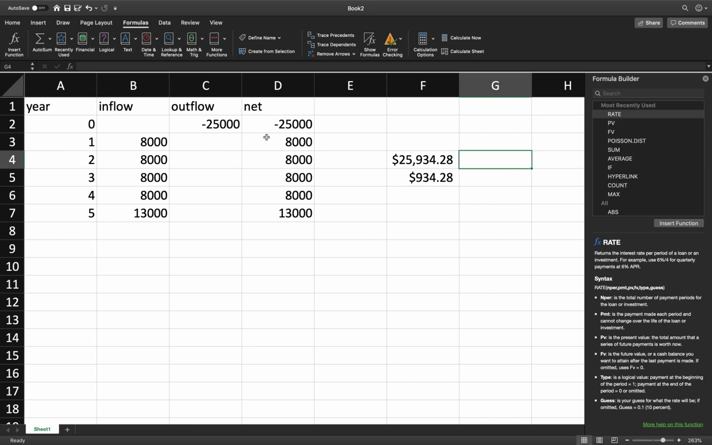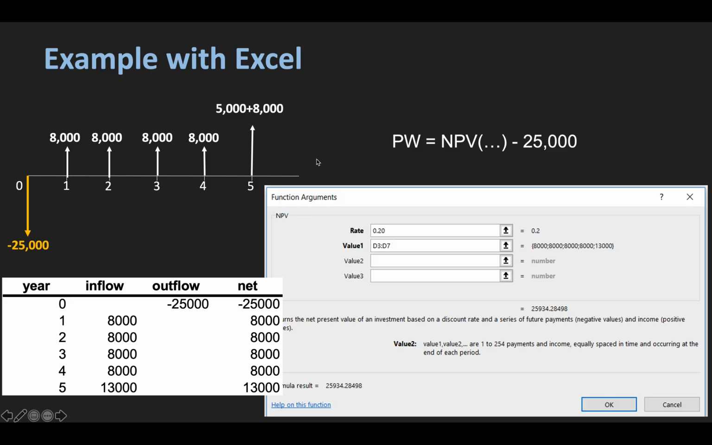Like I said, when you use NPV, you want to select from year one to year five. That will convert everything to year zero. All right. So that's how we use Excel to do this.